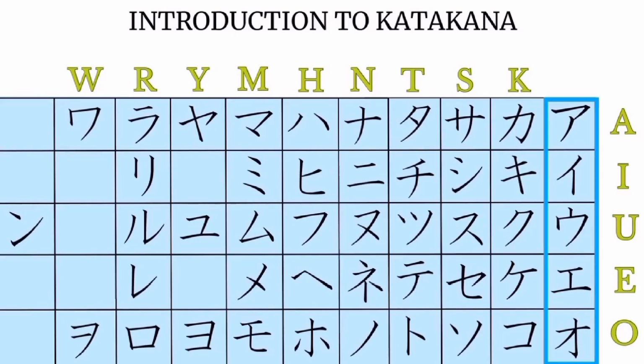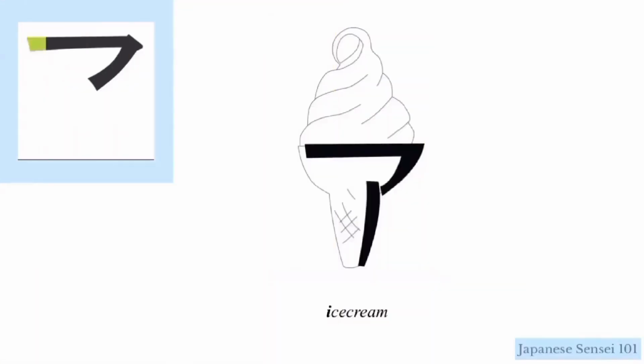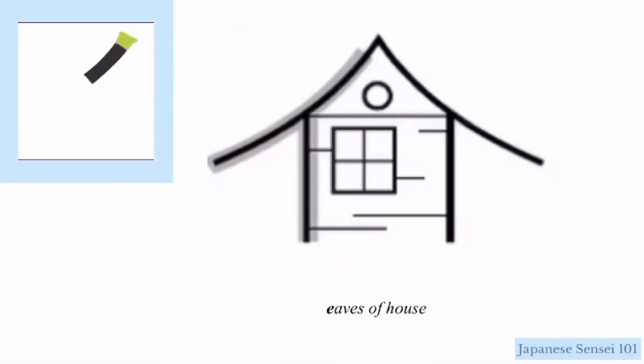We will start with the first column. A. To memorize this, imagine a long vertical line of an ice cream cone with a firm horizontal line across the top. I. This looks like the slanted eaves of a house.